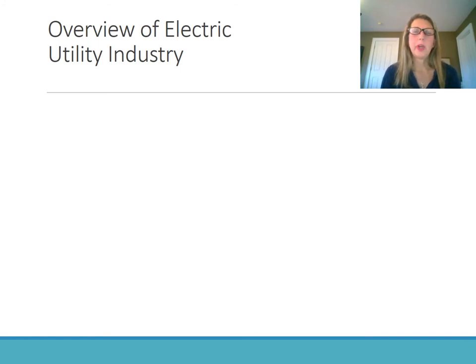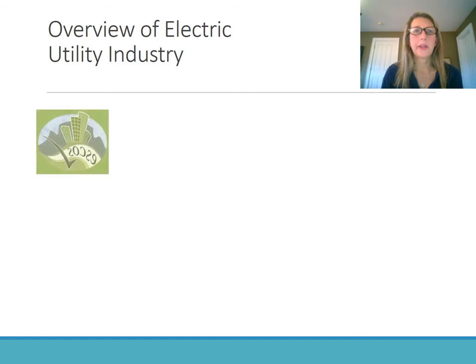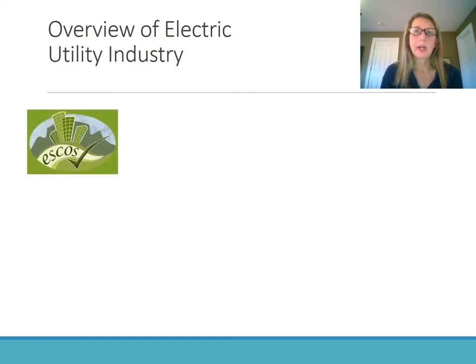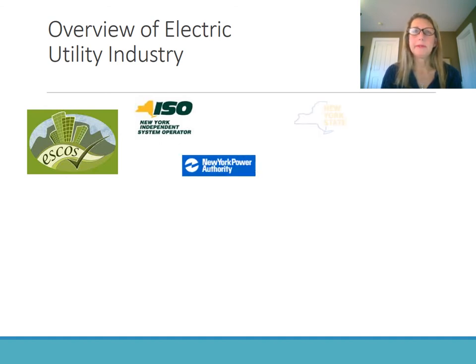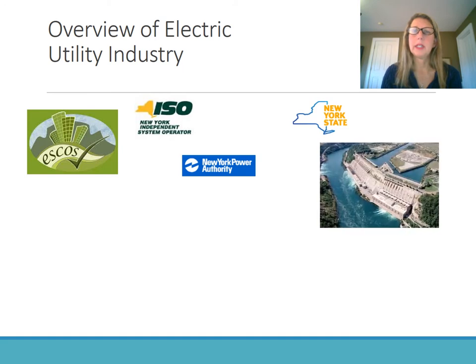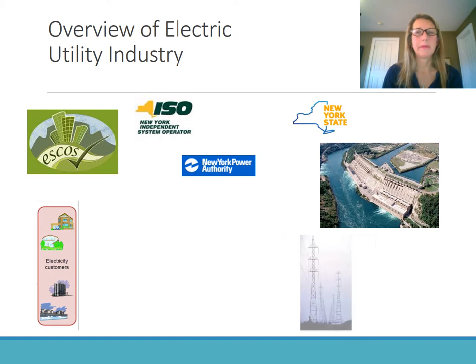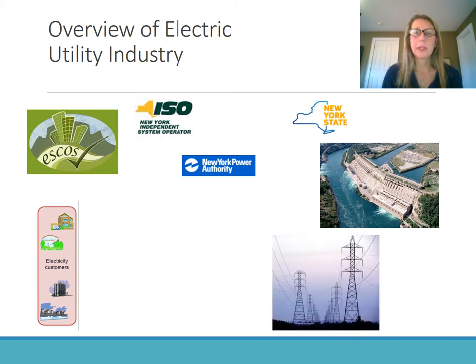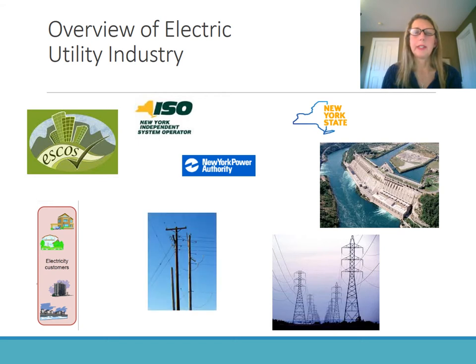So I'd like to begin by giving you an overview of the industry participants. We're going to talk in much more detail about their role as we move through this module. The first are the energy supply companies. These are competitive energy supply companies. The New York State Independent System Operator. The New York Power Authority. The New York State Public Service Commission. Generators. The electric customers. Transmission owners. And distribution owners.